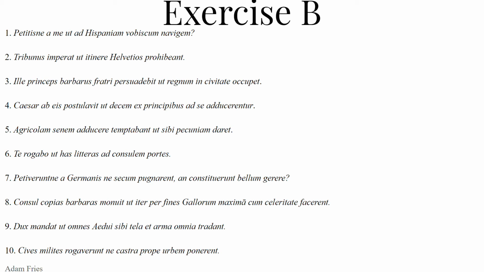Sexta, sententia sexta. Te rogabo ut has litteras ad consulem portes. So te rogabo. Te is either the accusative or the ablative of tu. I guess it's going to be accusative because I cheated and looked at rogabo, which is right there. It's a transitive verb. Screams out for an accusative direct object, just like te. So rogabo, rogo, rogare, rogavi, rogatus, to ask. Rogabo, I will ask you. What will I ask you? Some sort of substantive noun clause. Ut, so that, has litteras ad consulem portes.